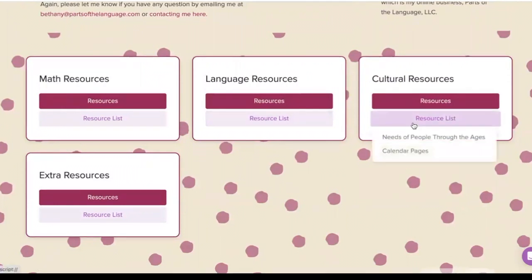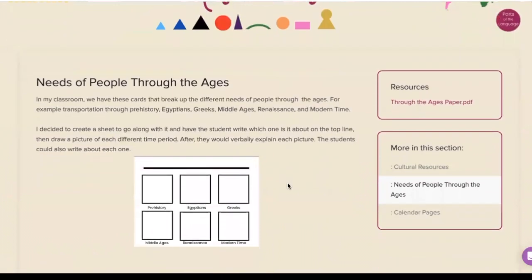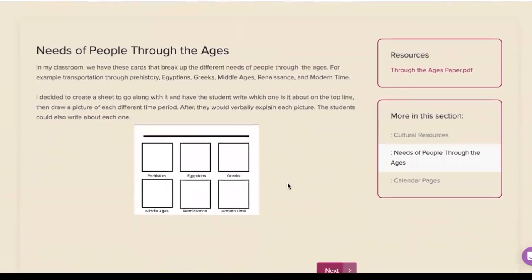And the cultural resources, in the classroom I'm in, we have these cards where it's like history through the ages and the needs of people. So the kids write, we did transportation. They write transportation at the top, and then they draw the transportation, because a lot of cultural is a lot of writing some of the time. And so I just let them verbally explain to me, so I could tell that they knew how the transportation progressed.